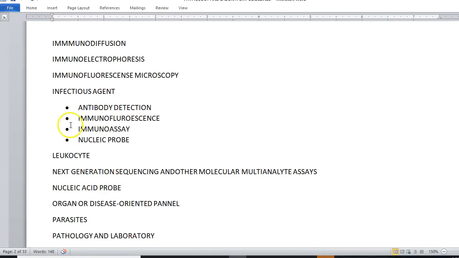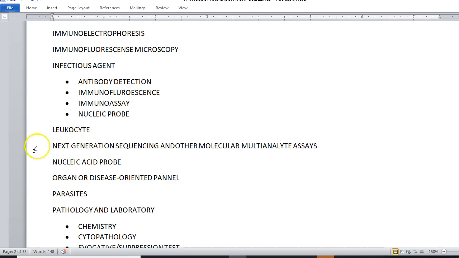Now, under the term infectious agents, you will also see these 4 subterms that you may also want to highlight as a helpful way: antibody detection, immunofluorescence, immunoassay, and nucleic probe. Again, these are all different ways of us looking into the infectious agent. Again, because we have 3 main types of blood cells in our body. We have red blood cells, white blood cells, and our clotting cells, platelets. We can look up things like leukocyte.